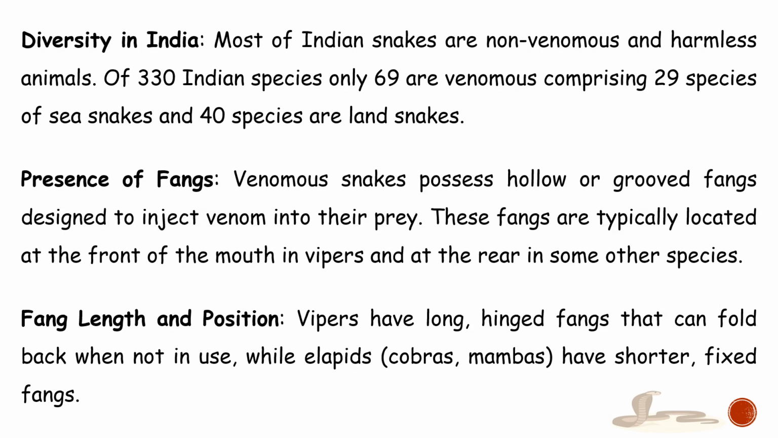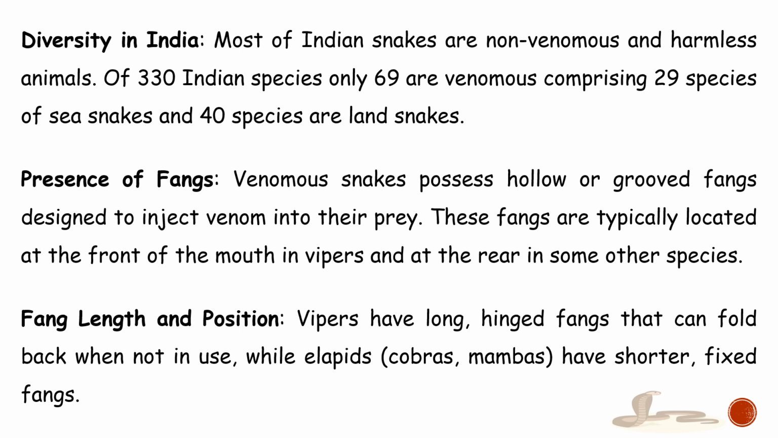Diversity in our country is what we're talking about. Most Indian snakes are non-venomous and harmless. In our country, around 330 species of snakes can be seen. From these, only 69 are venomous, and from these 69, 29 species belong to the sea snake category, and the remaining 40 species are land snakes.